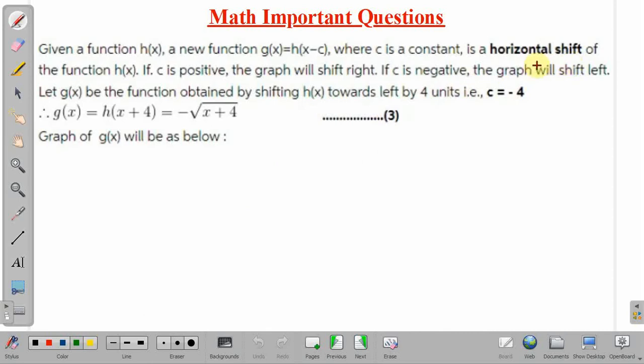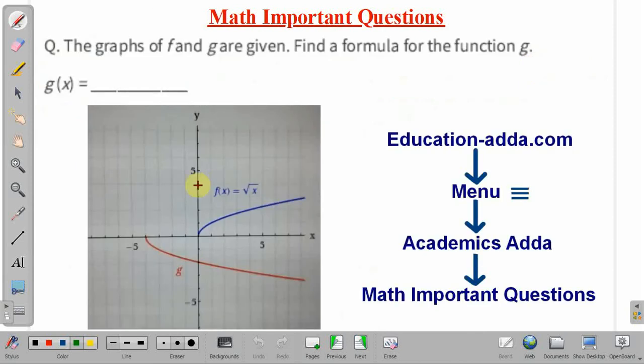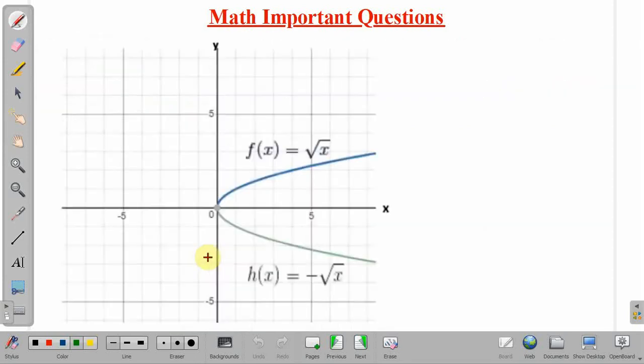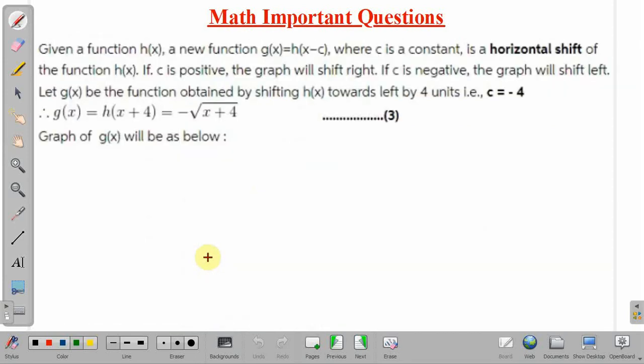We can find this using the origin. If you see this origin, if we shift our origin by 4 units, then only we can obtain the graph of g. So shifting the h(x) graph obtained by vertical reflection by 4 units in the negative direction of the x-axis, we can obtain g(x) equal to h(x+4) equal to minus under root (x+4).